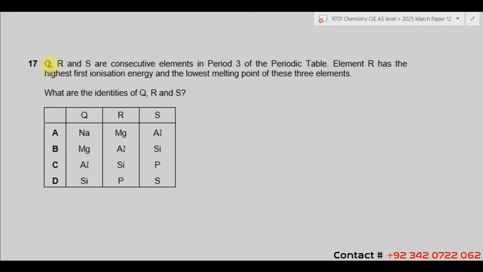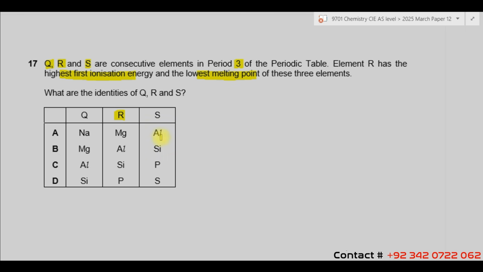Question number 17. Q, R and S are consecutive elements in period 3 of the periodic table. Element R has the highest first ionization energy and lowest melting point. What are the identities of Q, R and S? Let's look at the melting point of all of them. So let's see which one has the lowest melting point in R.